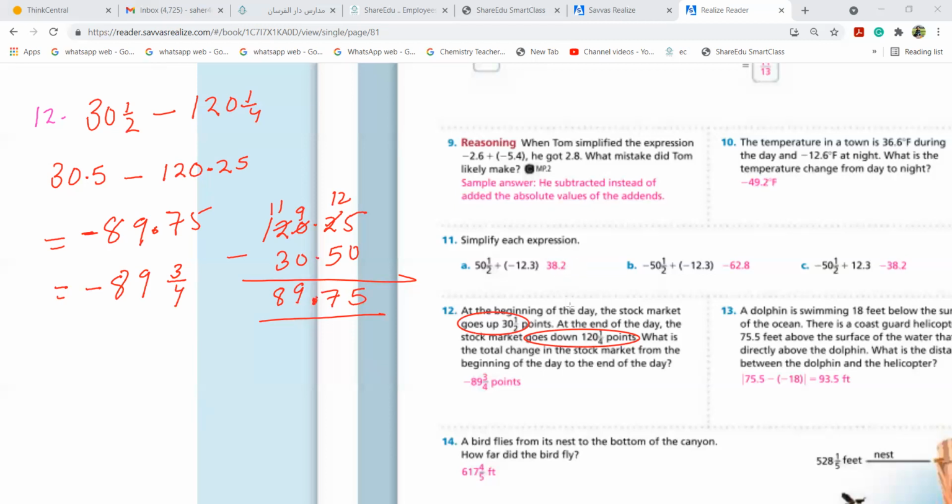Question 13, put a cross mark. We'll do question 14 now. Did you finish doing this? Yeah.